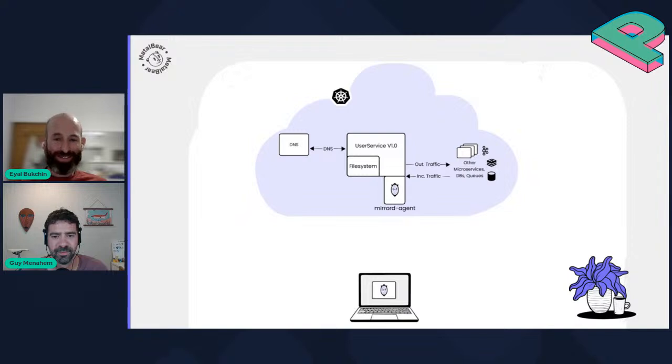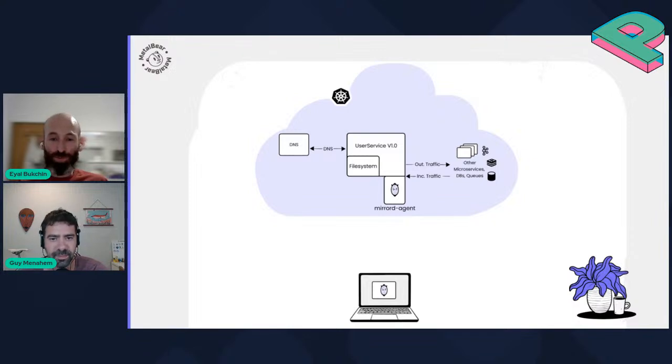And it's going to do that because it's going to give it access to all of the resources that the user service has access to. So, traffic, files, environment variables, etc. And we're going to see why that's important.